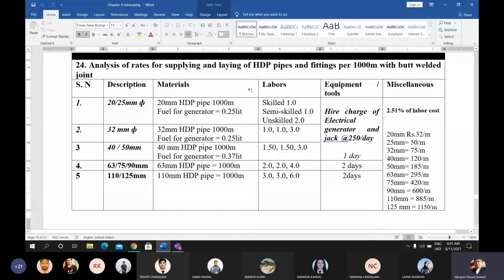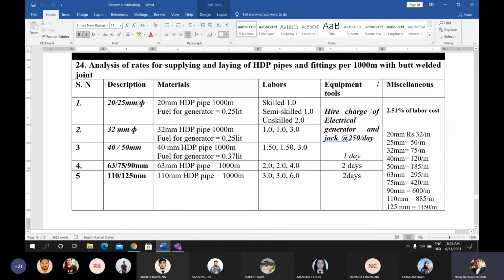These are the materials. And labour: skilled one number, semi-skilled one number, and unskilled two numbers, because the diameter is small and the laying is done for only 1,000 meters. The pipe can be of longer length. It can be available in the form of a circular roll of huge length. That's why it can be laid very quickly. The skilled is one, semi-skilled is one, and unskilled is two, and the pipe is very light compared to the GI pipe.